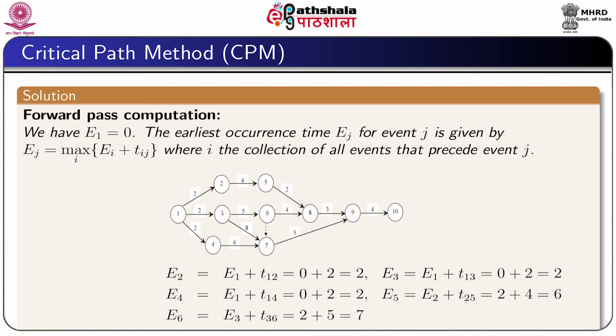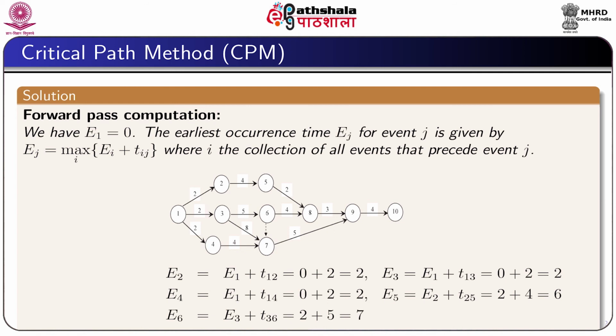Similarly, we can get E3 equal to 2, E4 equal to 2, E5 equal to 6, and E6 is equal to E3 plus T36, that is 2 plus 5, equal to 7.